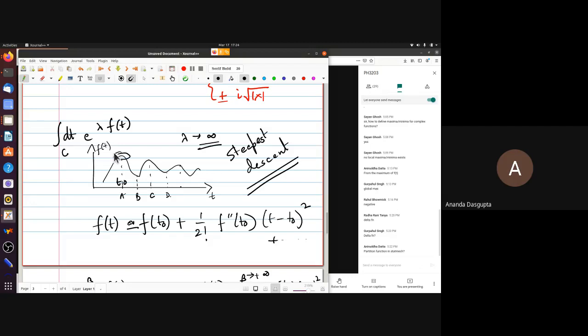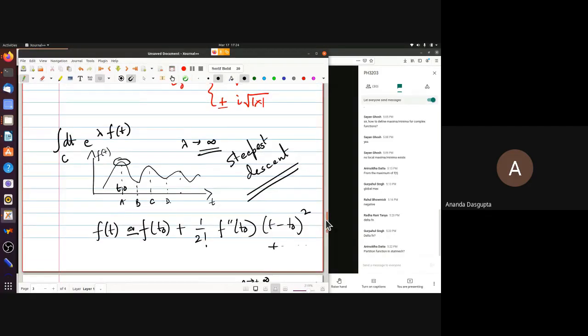Now, the problem is that when you're dealing with a complex integral of the kind that we are, things are a bit more complicated for the simple reason that you cannot have a local maximum, at least for the real part or the imaginary part of an analytic function. So you are forbidden from using that. But what you can do is remember the freedom that you have of deforming the contour.